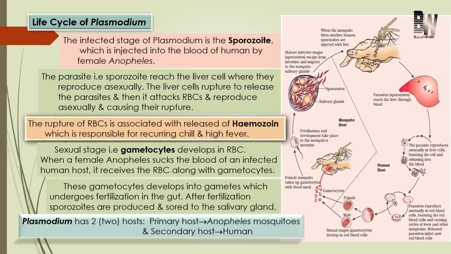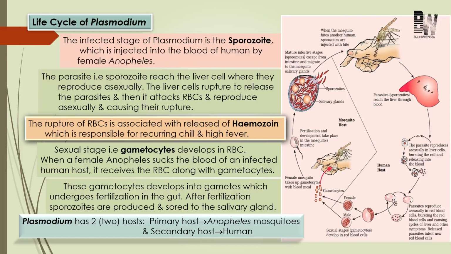And in the liver cell, what happened? Asexual reproduction takes place, which results in the production of a number of parasites, and thus the liver cell will be simultaneously destroyed. And all the parasites are again released into the bloodstream. And in the blood, what happened? This parasite attacks RBC, and in this RBC, again asexual reproduction takes place, resulting in the production of a number of parasites, and thus RBC is also simultaneously destroyed.